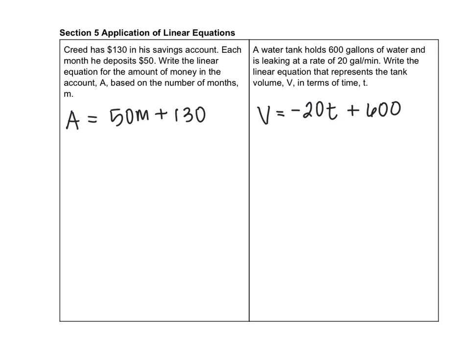Now, once I have a linear equation based on my word problem, I can then evaluate it. For our first example, I could plug in a number of months to figure out how much money he'll have. And in the second example, I can plug in a value of time in minutes, obviously, because that's the rate we're given, to figure out how many gallons of water are in the tank at any given time. So let me know if you have any questions over anything from Module 4 before your test.